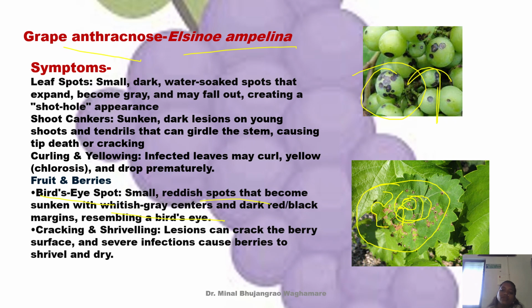berries. And on leaf surface, we had already seen water soaked brownish spots with reddish margin and whitish gray center, which give the appearance of bird eye. This kind of spots appear in the grape anthracnose.